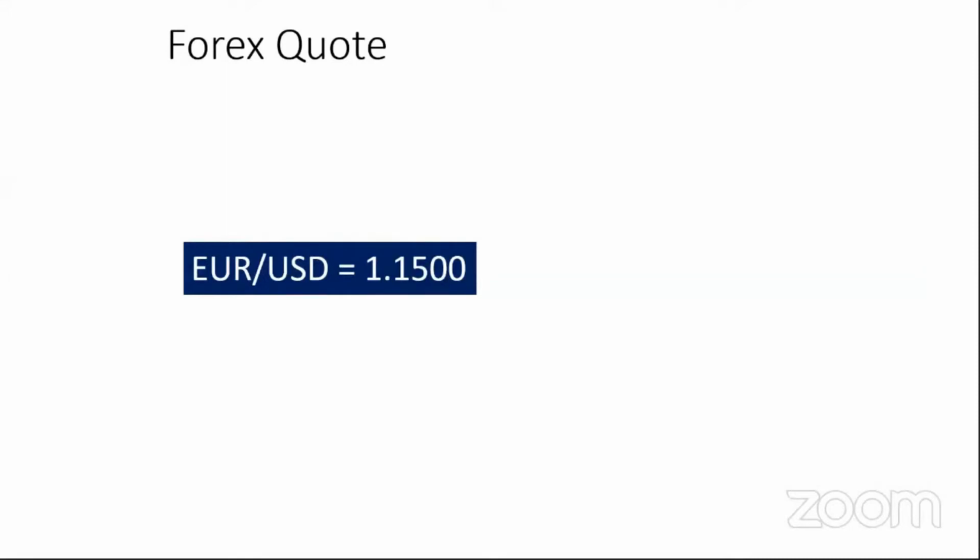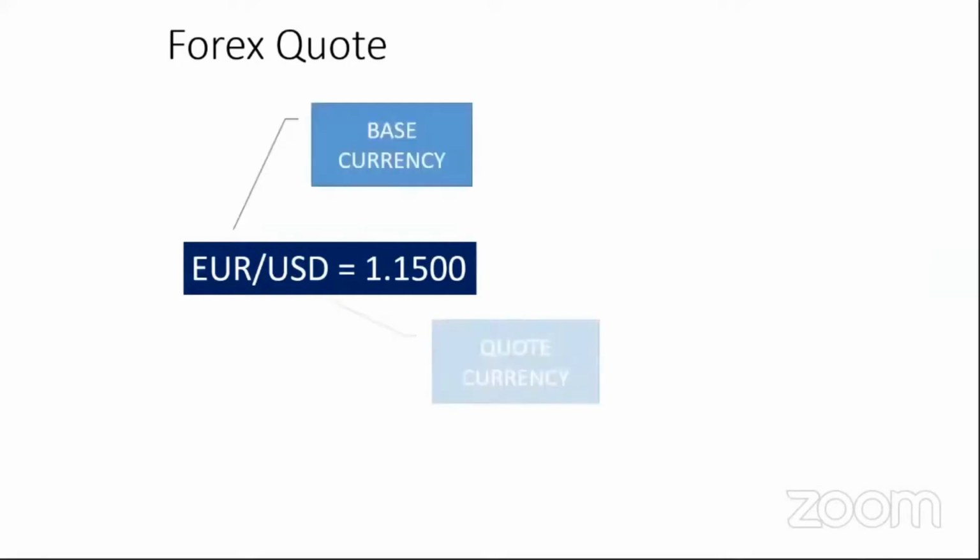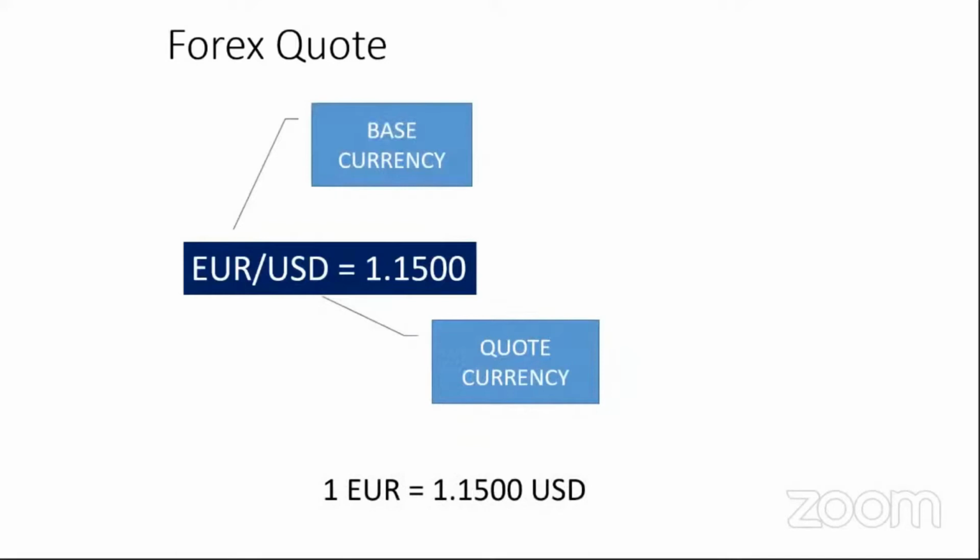Now, if you take a look at Euro USD, it's the same thing. Kung nakita mo dyan, Euro slash USD is equal to 1.1500. That simply means for every 1 euro, kailangan nyo po ng $1.15. That's it. For every 1 euro, you need $1.15. So yun ang exchange rate niya.